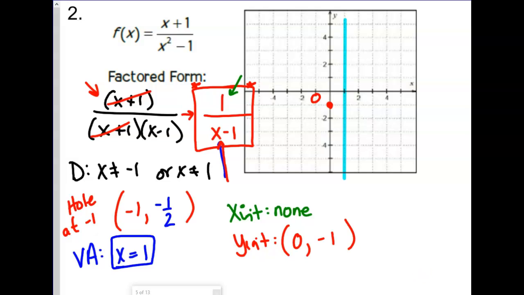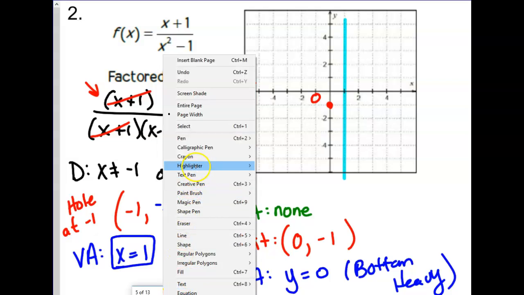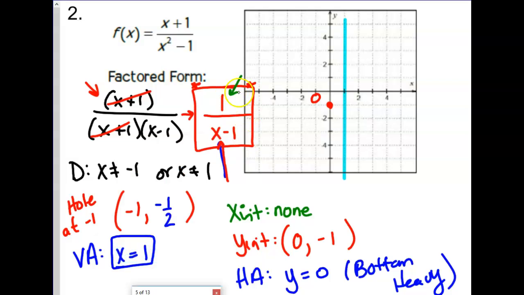And then is this top heavy or bottom heavy or equal weight? Regardless of whether you're looking at the original or the little one, it's bottom heavy. So bottom heavy, according to my yellow card, says we have a horizontal asymptote at y equals 0. Very good. So bust that highlighter out one more time. Draw me a horizontal asymptote line at y equals 0.